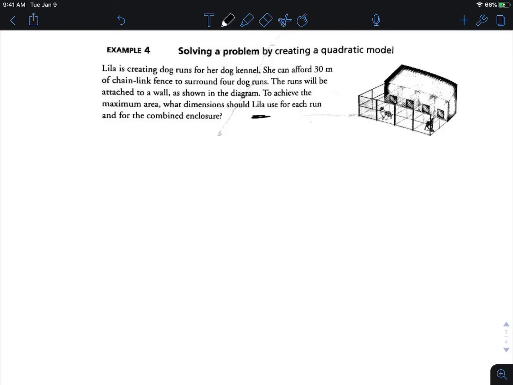We'll draw the picture. I'll redraw the picture, right? So it's much like before. I have my house or whatever, my barn, and then on it, I've got these pens. It looks like I've got 1, 2, 3, 4 pens. So I've got pen 1, pen 2, pen 3, pen 4.